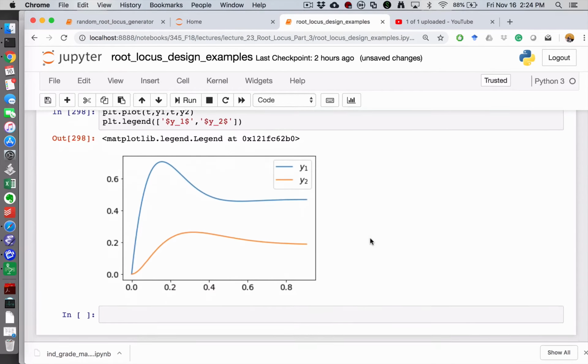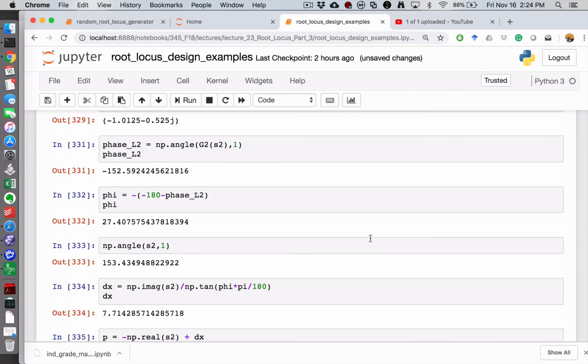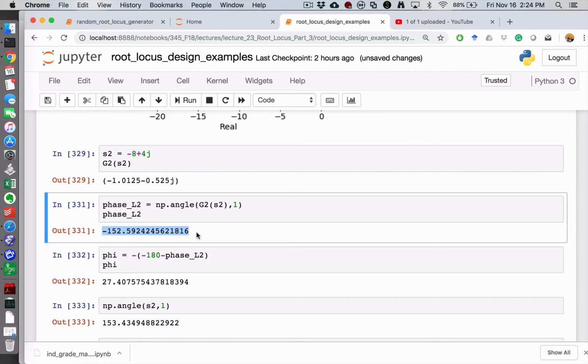So again, key idea. If I have a target point and I go in and I evaluate my transfer function at that target point, and if that number is above negative 180 degrees, then I need an additional pole or a lag compensator to pull that down. If instead, as in the previous example, we find that we're below negative 180, then I need a zero or a lead compensator to pull the overall phase up to negative 180 degrees.